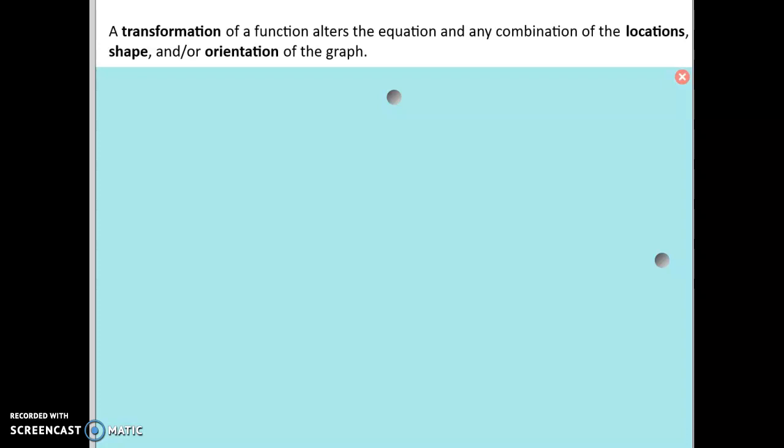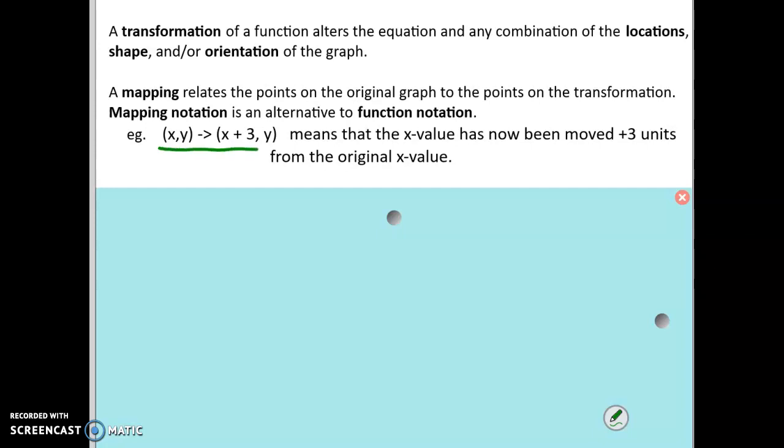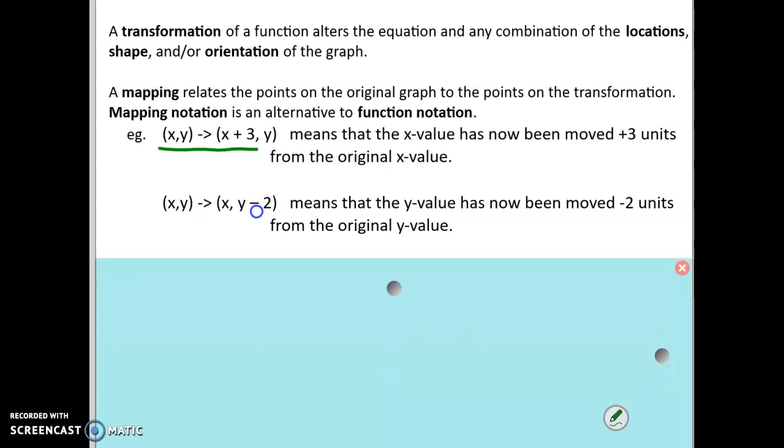A transformation of a function alters the equation and any combination of the location, shape, and/or orientation of the graph. Mapping relates the points on the original graph to the points on the transformation, and mapping notation is an alternative to function notation. This is an example of mapping notation where the x has moved 3 units and the y hasn't changed. In this mapping, we are showing that now the y values have all been moved down 2.